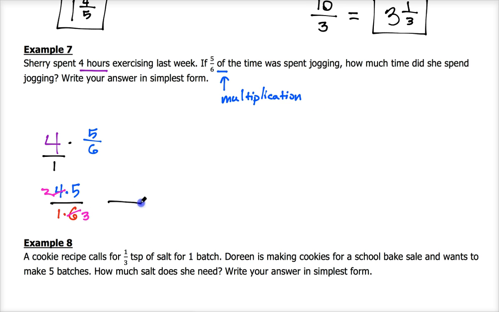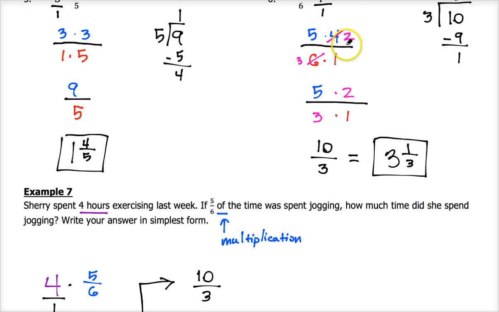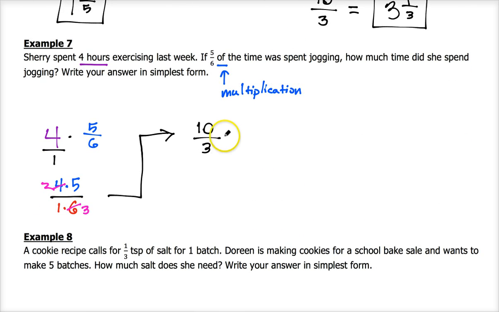This is actually the same problem as we did for number 6 just a moment ago. So we're going to get 10 over 3, which again is the mixed number we know from number 6 as 3 and 1/3. So this means that Sherry spent 3 and 1/3 hours jogging.